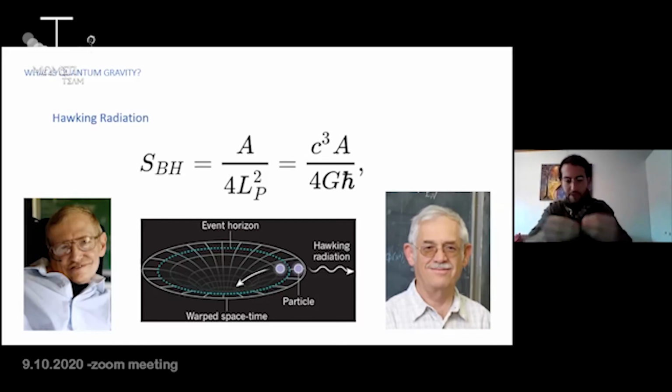Particle-antiparticle creation. But because I am near the black hole, one of the particle-antiparticle pair falls inside the black hole, and the other stays and goes outside, it's not going inside the black hole. And this particle or antiparticle that went outside the black hole is the Hawking radiation. And he found that this radiation, or the entropy of this black hole, is proportional to h bar, the Planck's constant, and the gravitational constant.